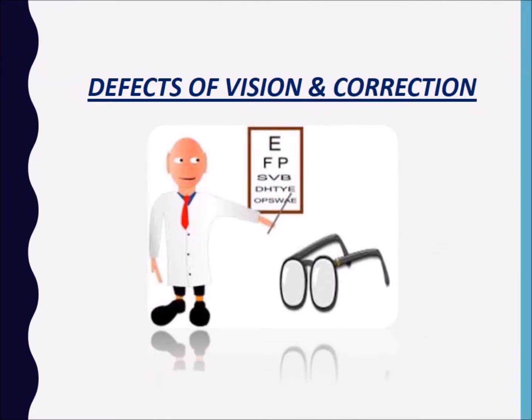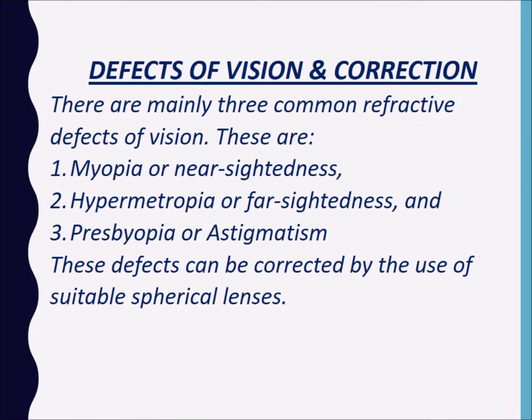Defects of vision and correction. There are mainly three common refractive defects of vision. These are 1. Myopia or nearsightedness, 2. Hypermetropia or farsightedness, and 3. Presbyopia or astigmatism. These defects can be corrected by the use of suitable spherical lenses.